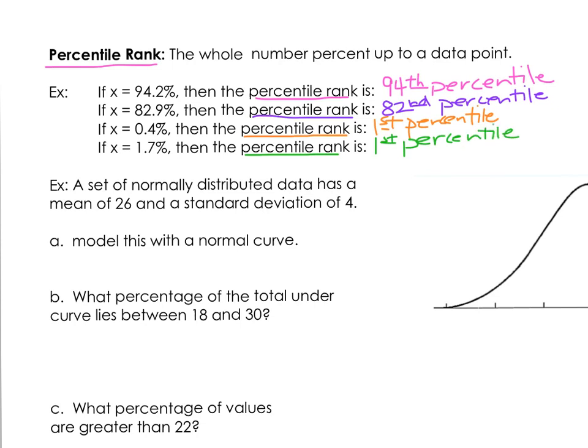So again, it's always that whole number that's closest up to your percentile, kind of without going over, except for when it's 0 and 1.